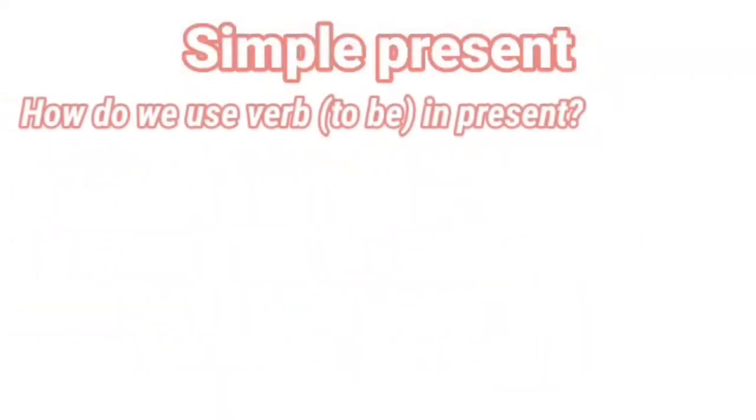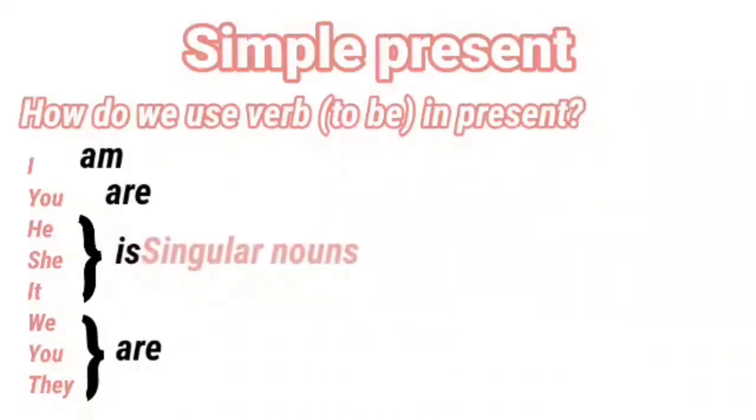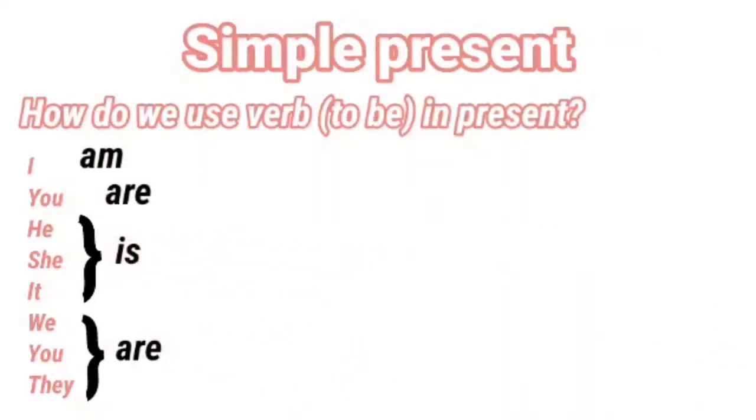How do we use verb to be in present? With subject pronouns I, you, he, she, it, we, you, and they. With I, we use am. With you, we use are. With he, she, it, we use is. With we, you, they, we use are. So with singular nouns, we use is, and with plural nouns, we use are. There is a notice that we always use are if you means you as one person or you means you as a group of people.